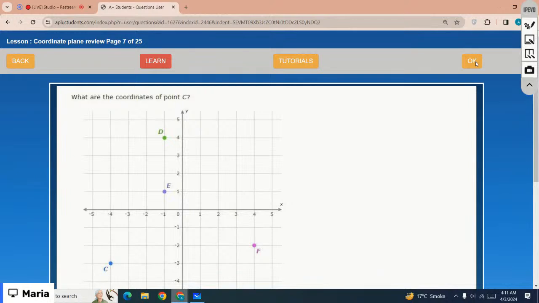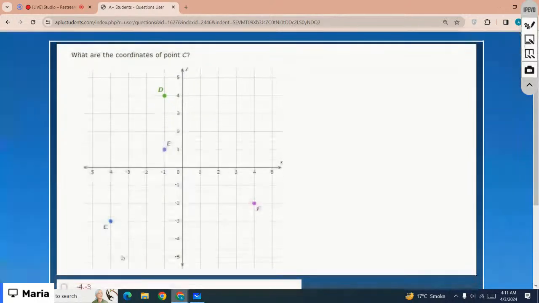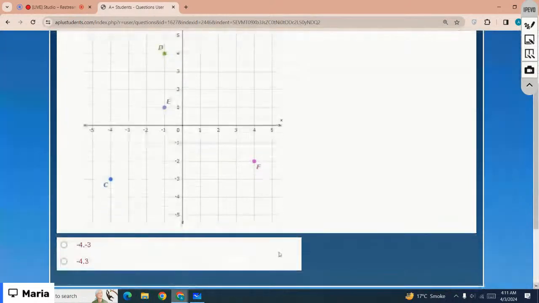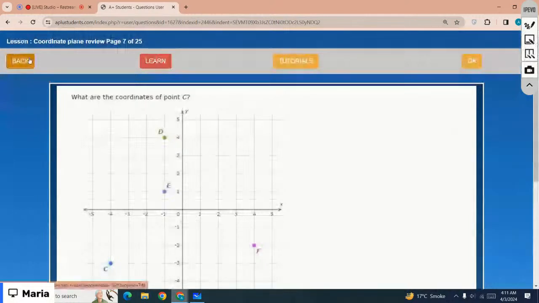What are the coordinates of point C? So which is the correct option? Here is C, right? -4 and -3, it is option number 1, the correct option. Okay, you can complete the lesson by yourself today.